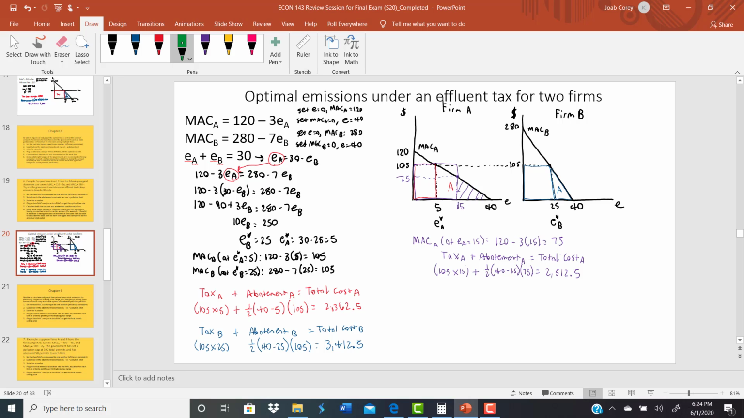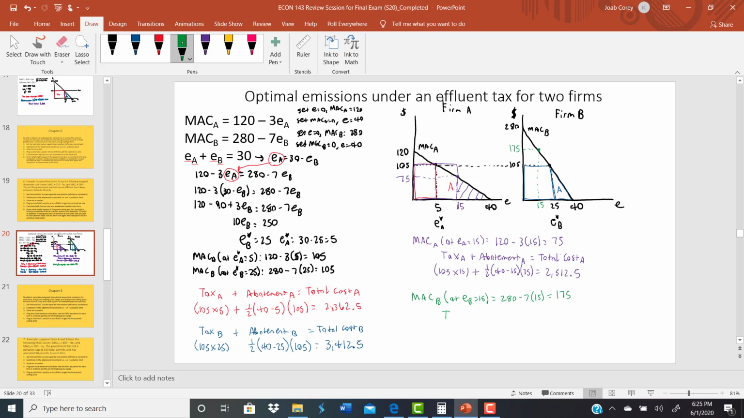So again, taking a look at the marginal abatement cost for firm B, now we have to set E sub B equal to 15. That's going to be equal to 280 minus 7 times 15, or 280 minus 105, which is equal to 175. So at 15 here, you're going to have 175 as the cost of getting rid of that next unit of emission.